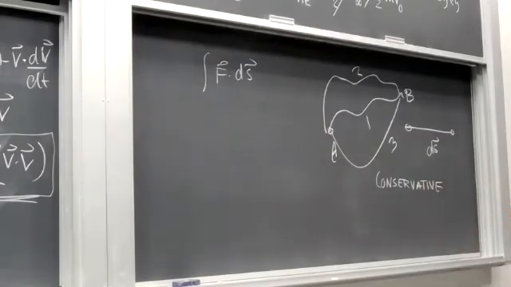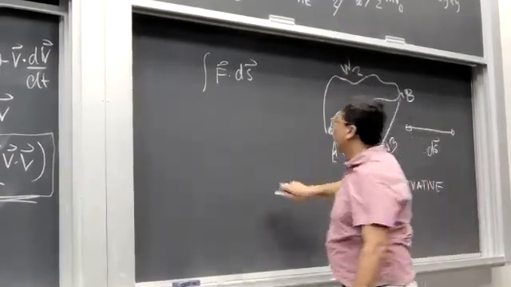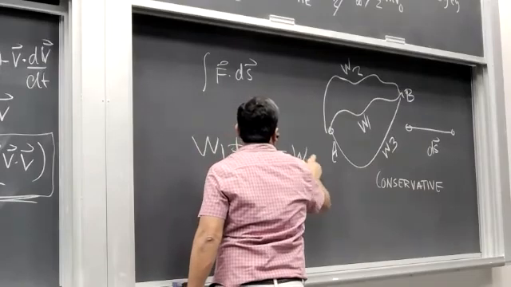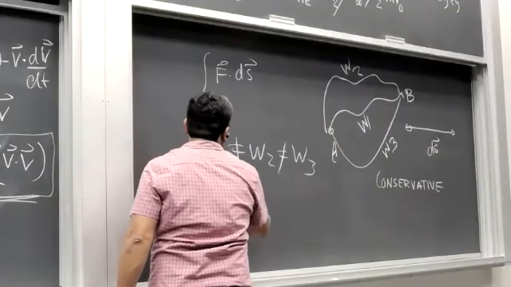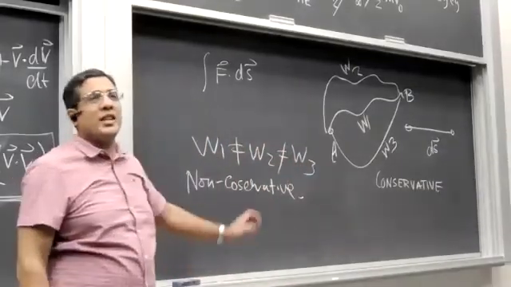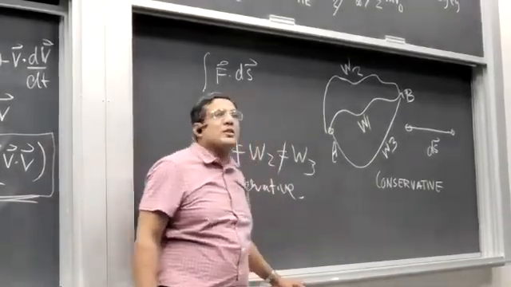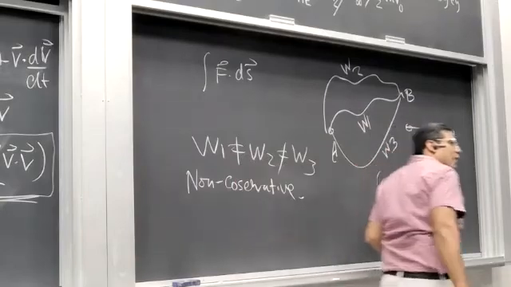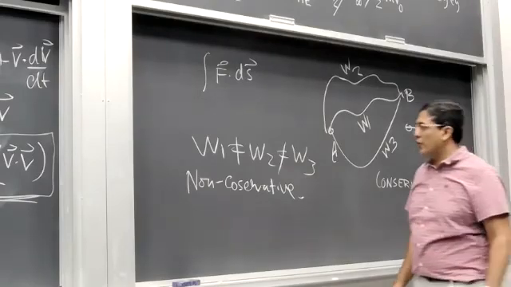This is a conservative force. If the work done along path 3, path 1, and path 2 is not equal, then such a force is called a non-conservative force. For our purposes, gravity is a conservative force, and friction, for example, is a non-conservative force. The electrostatic force, the force of attraction or repulsion between electric charges, is a conservative force.